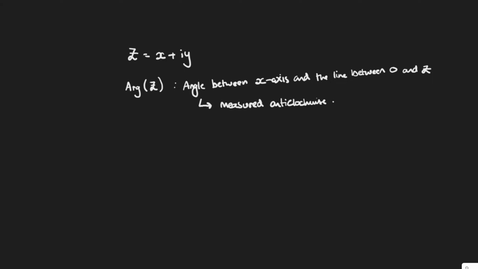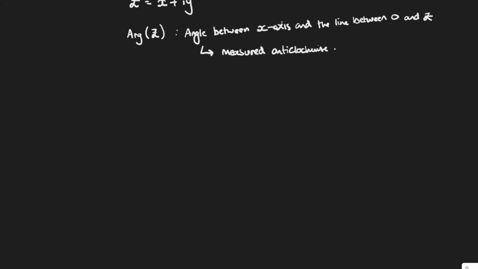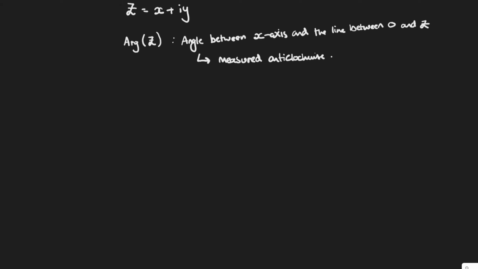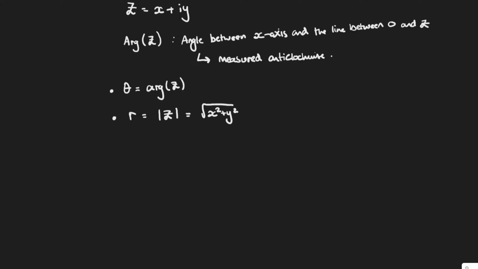Okay, so essentially theta is going to be equal to the argument of the complex number, and r, which we discussed before, is equal to the modulus of the complex number, which remember is equal to the square root of x squared add y squared.